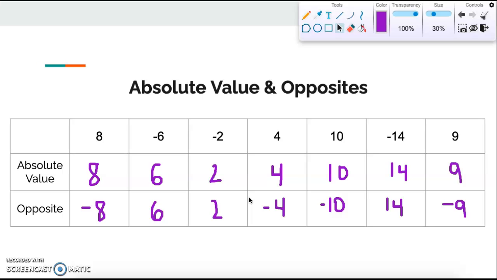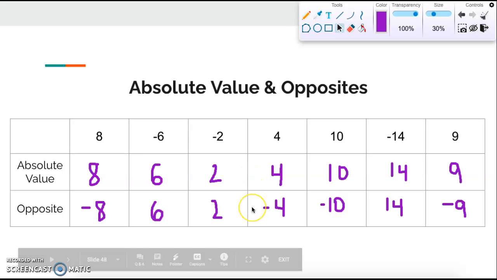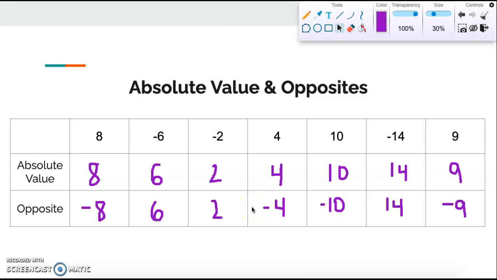They both deal with distance. Absolute value is the distance from 0 to that number. It is always positive. Opposites are the same distance but different direction. Okay, opposite, the direction matters. Absolute value, the direction does not matter. Opposites can be both positive and negative. Okay.